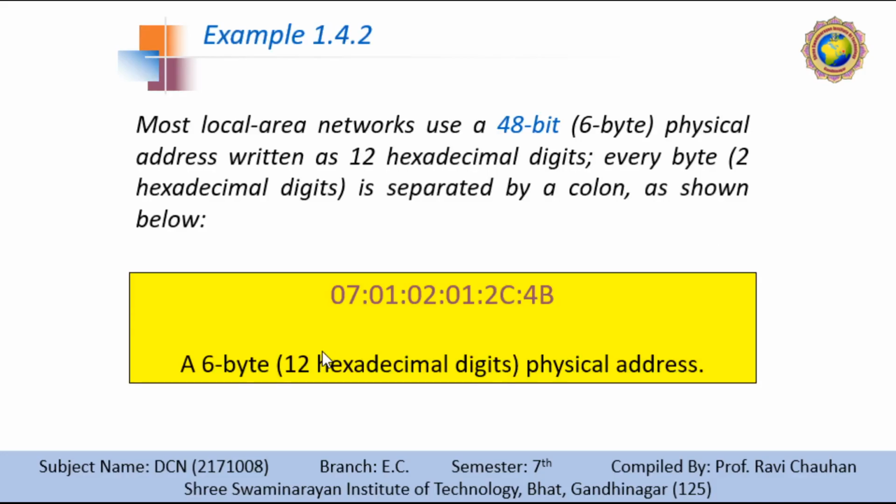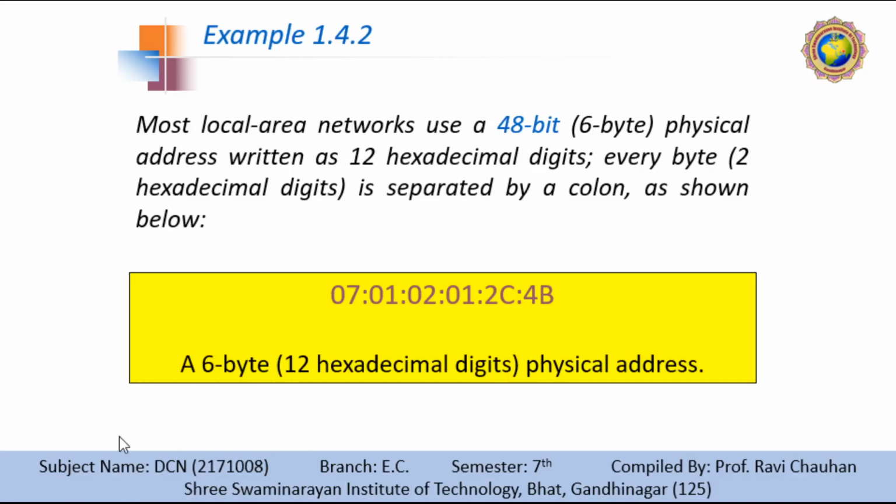Let's take another example. Most local area networks use a 48-bit, 6-byte physical address written as 12 hexadecimal digits. Every byte, 2 hexadecimal digits, is separated by a colon as shown in our figure. So it is the structure of our hexadecimal physical address. You can find your physical address with the help of the command prompt in Windows, and through the terminal in Linux. There are specific commands to find our physical address.